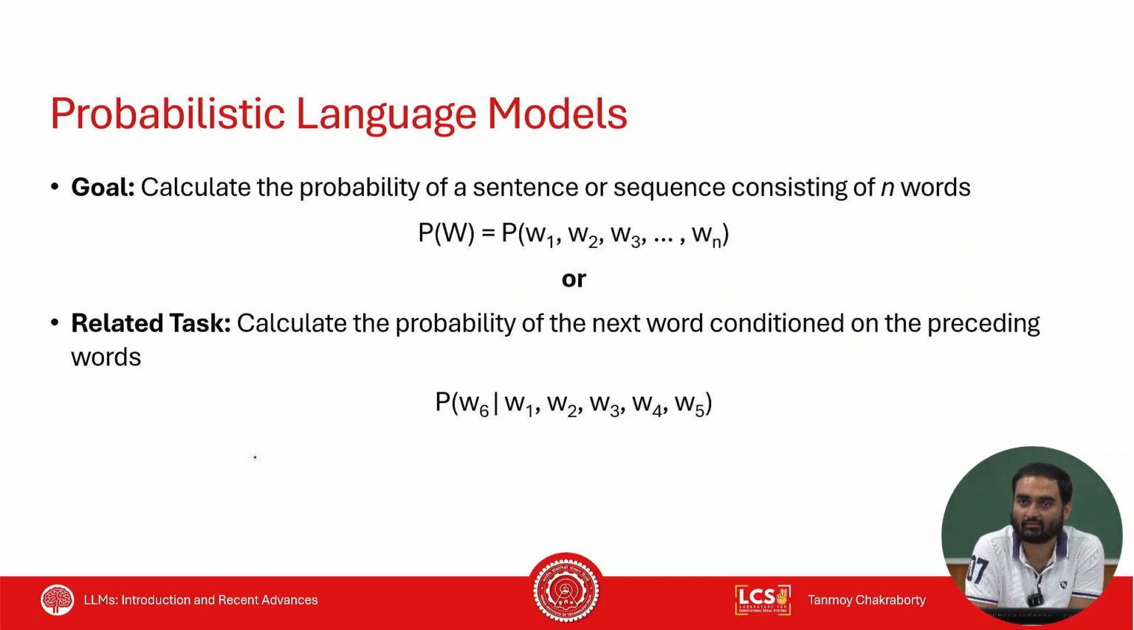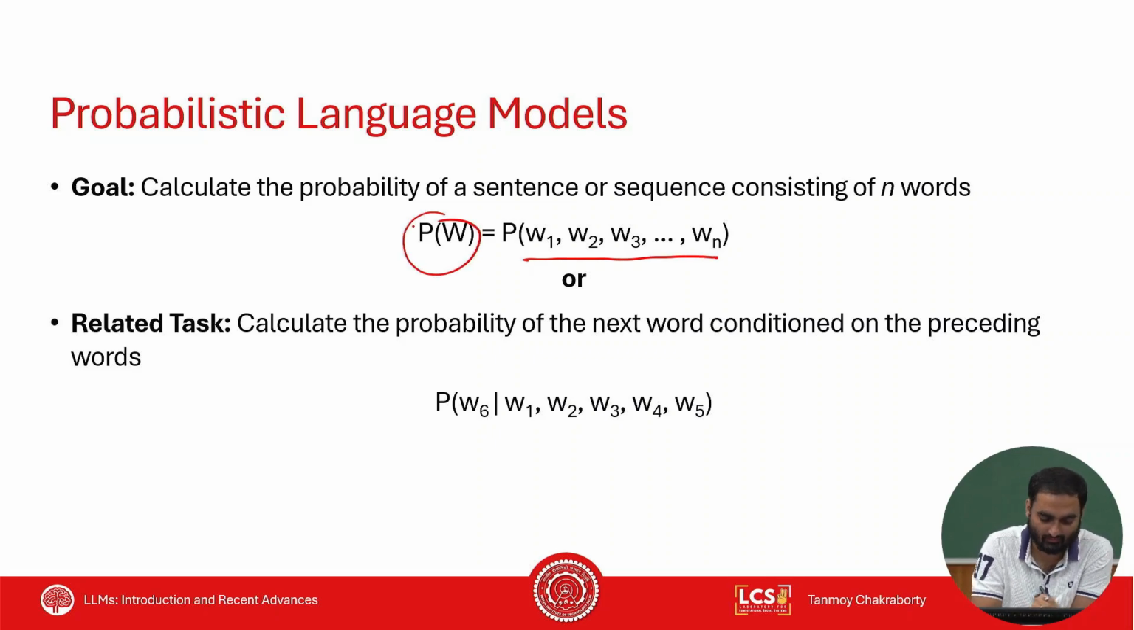Okay, so let's define a language model. A language model is a probability distribution over a sequence of tokens. Very simple definition. Probability distribution over a sequence of tokens. The sequence of tokens can be a sequence of characters, words, subwords, or numbers. It can be anything, right? So w1, w2, dot dot dot wn, there are n tokens, right? We measure the probability of the sequence. This is a joint probability.